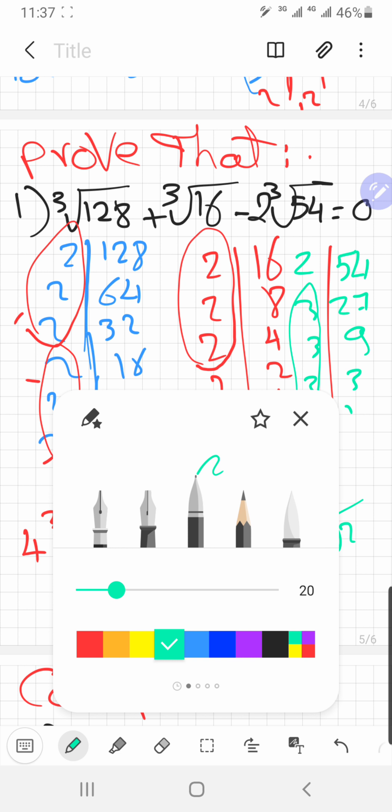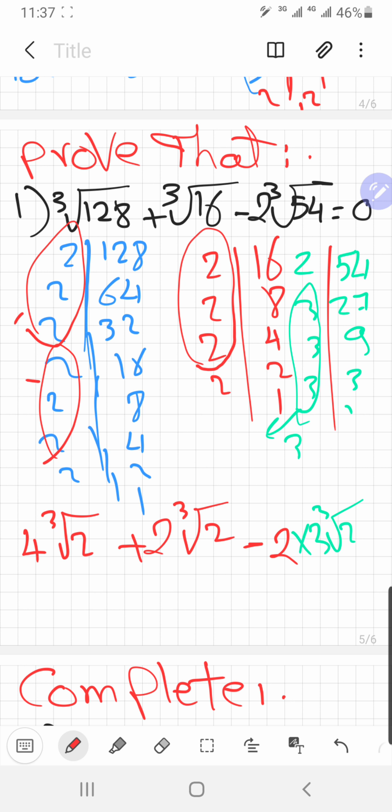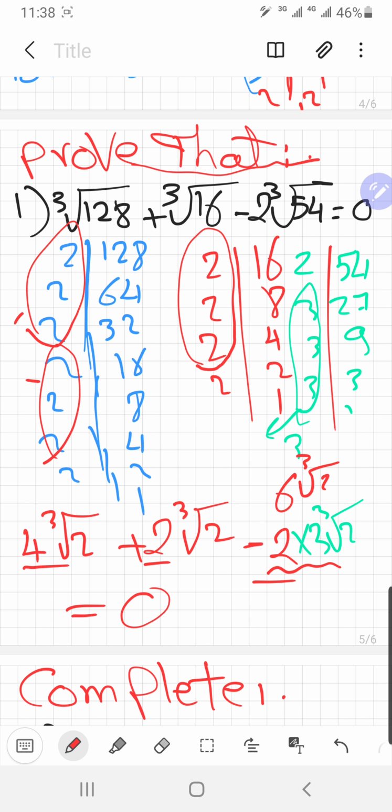Okay, till now? Now let's collect with each other. First of all, 2 times 3, which is 6 cubic root 2. Okay, so when you calculate 4 plus 2 minus 6, the answer will be 0. Exactly. This is called the left hand side, and this one is the right hand side. So the left hand side equals the right hand side.